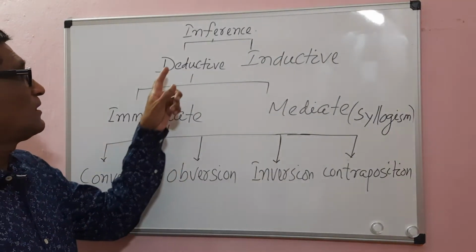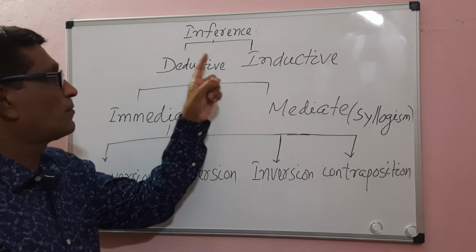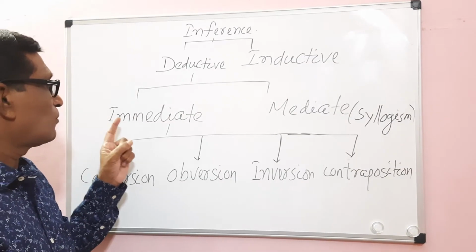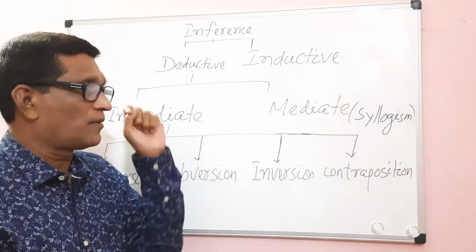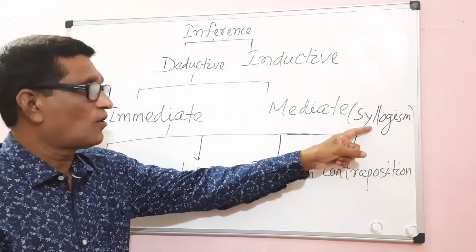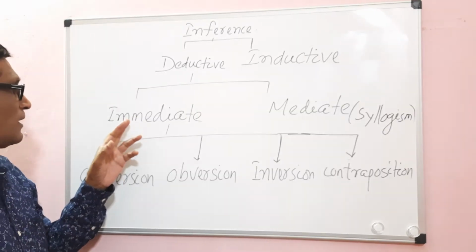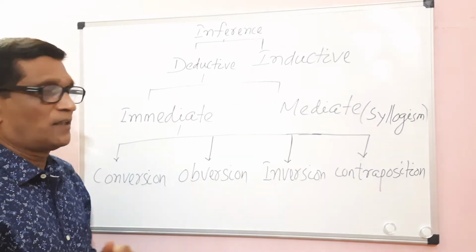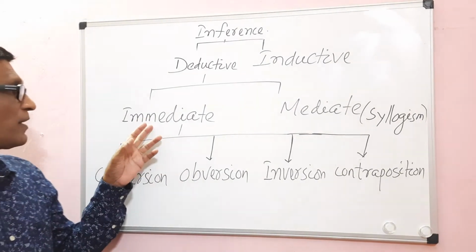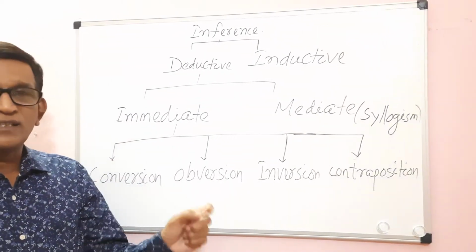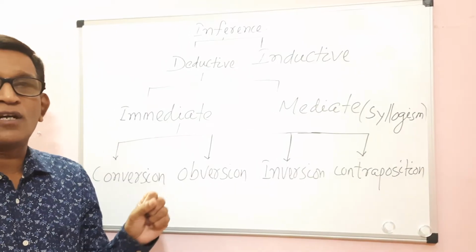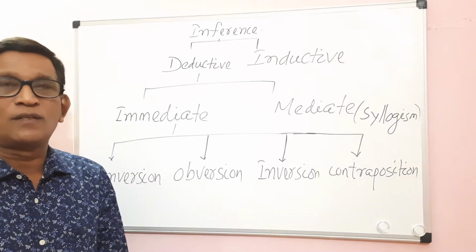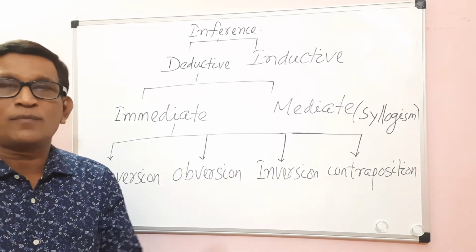There are two types of argument: deductive argument and inductive argument. Deductive argument is again divided into immediate inference and mediate inference. Mediate inference is called the syllogism. What is immediate inference and what is mediate inference? Immediate inference is one in which the conclusion is drawn from one premise only. And mediate inference is one in which the conclusion is drawn from two premises jointly.